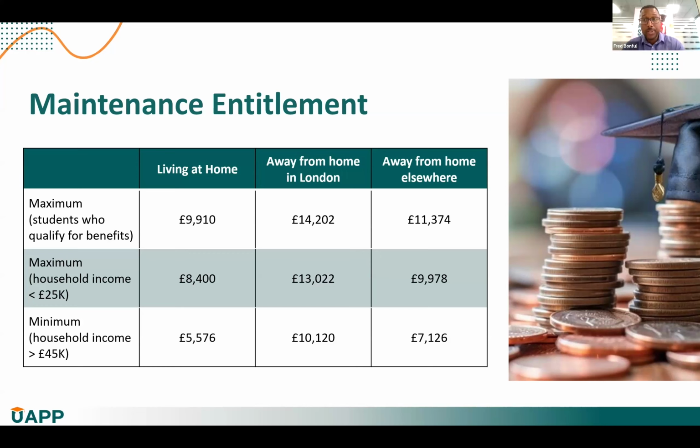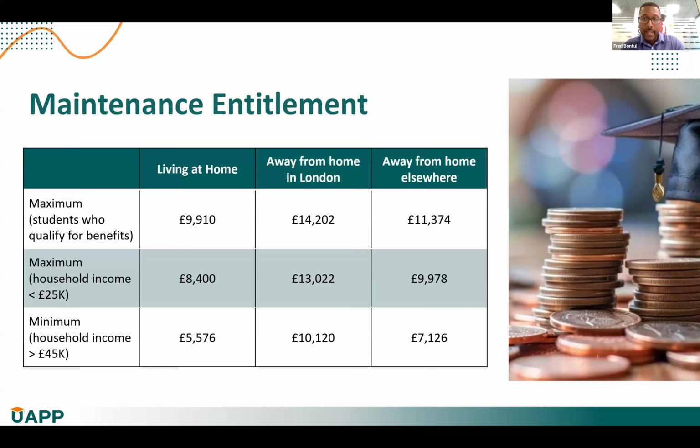So again, remember I mentioned before that it's based on your household income. So if your household income was, say, 25,000, then we're looking at the middle column, right? And obviously, it depends if you're living in London or away from London. You will see the middle column has got the most awarding for maintenance loans, because that's for those who are living in London, right? And so if your maximum household income is 25,000, you notice that if you're living in London, it's 13,000.